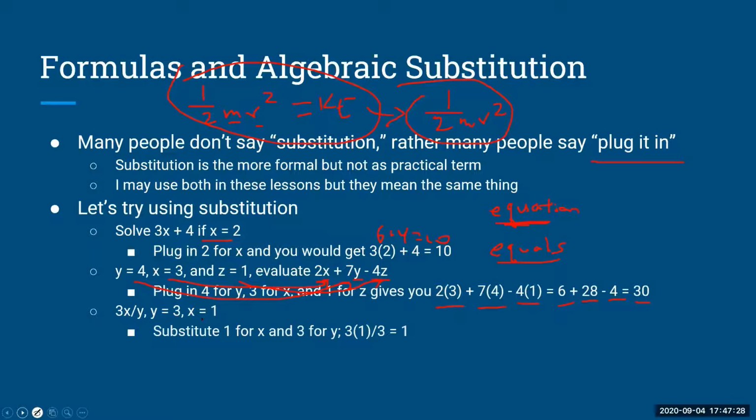You guys get the idea, right? y equals 3, x equals 1, you plug it in. 3 times 1 divided by 3 is just 1, because the 3s cancel.